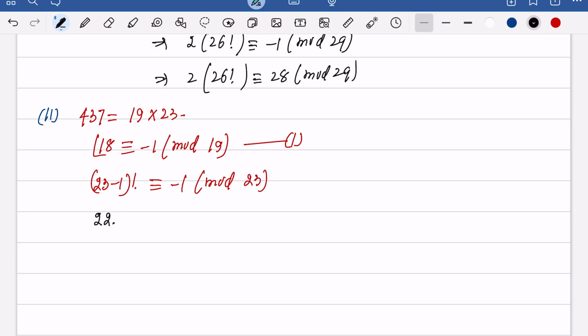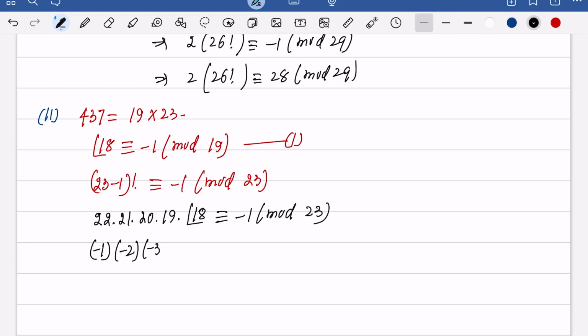Now let's count 22, then 21, then 20, then 19, then 18 factorial. 22 is congruent to minus 1 mod 23. 21 is minus 2 mod 23. This is minus 3 mod 23, and this one is minus 4 mod 23. Then 18 factorial is congruent to minus 1 mod 23.